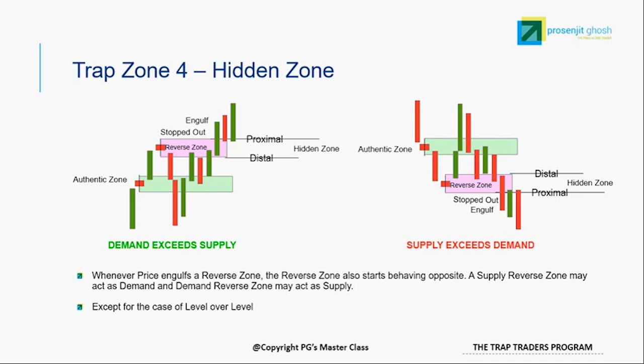So, supply exceeds demand. How do we know that supply exceeds demand? Because a trap zone is an important place and price has engulfed it. That is telling me that there has to be more supply, I mean more sell orders than buy orders. That is the reason price broke the trap zone. And if there are more sell orders, then there must be some pending orders as well, and the institution is getting in there. So I can go along with them, short at the hidden zone and make money.